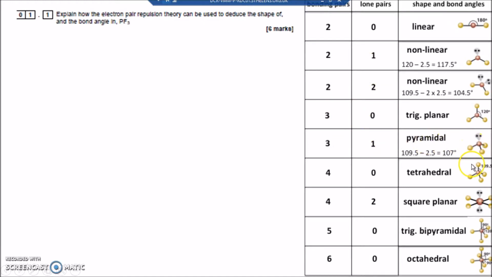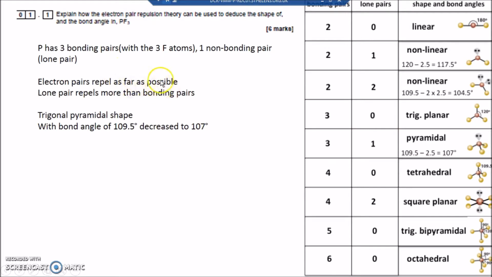We've got pyramidal, so it's like a tetrahedral shape, but one of the bonding pairs is replaced by a lone pair, so you don't see that, so you only see the pyramidal shape. Tetrahedral, 109.5, take away 2.5 is 107. So 3 bonding pairs with 3 F atoms, 1 non-bonding pair or 1 lone pair.